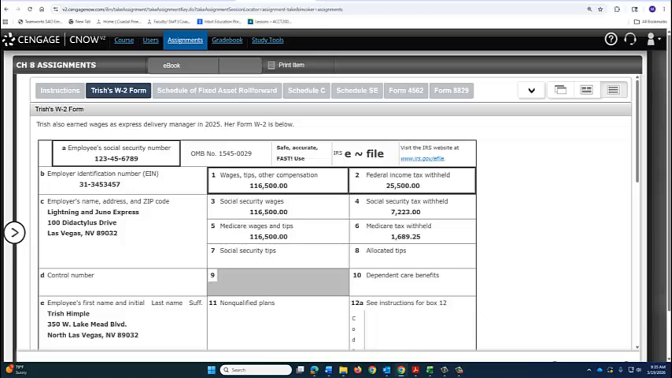Trish earned wages, so she has a W-2, and she utilized a home office. So we're going to be completing Form 8829 to calculate her home office expense. We're not going to be completing the 1040 because the problem just didn't ask for it.